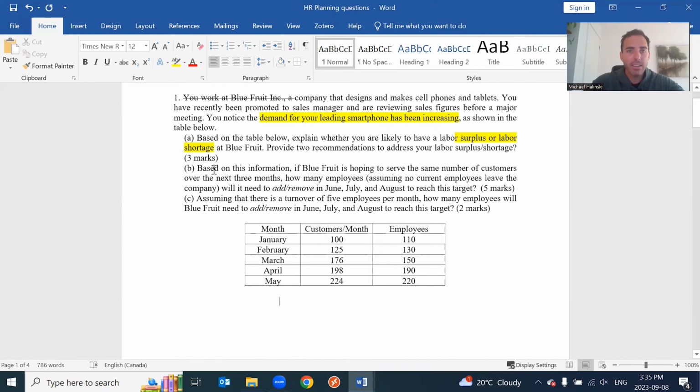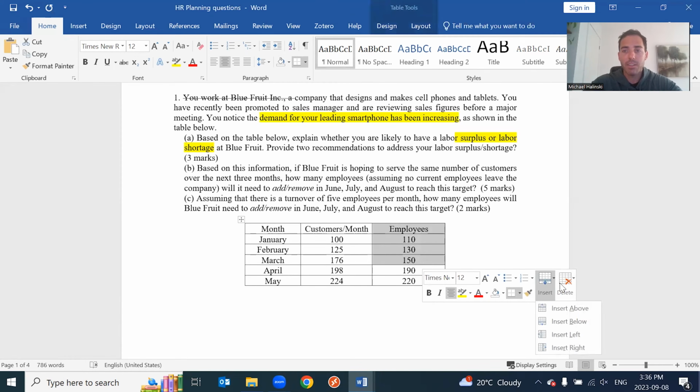So based on this information, we shift to part B. If Blue Fruit is hoping to serve the same number of customers over the next 3 years, how many employees, assuming no current employees leave the company, will need to be added or removed in June, July, and August to reach this target? So for me, when I'm answering a question like this and I have a table, this is the first thing I do.